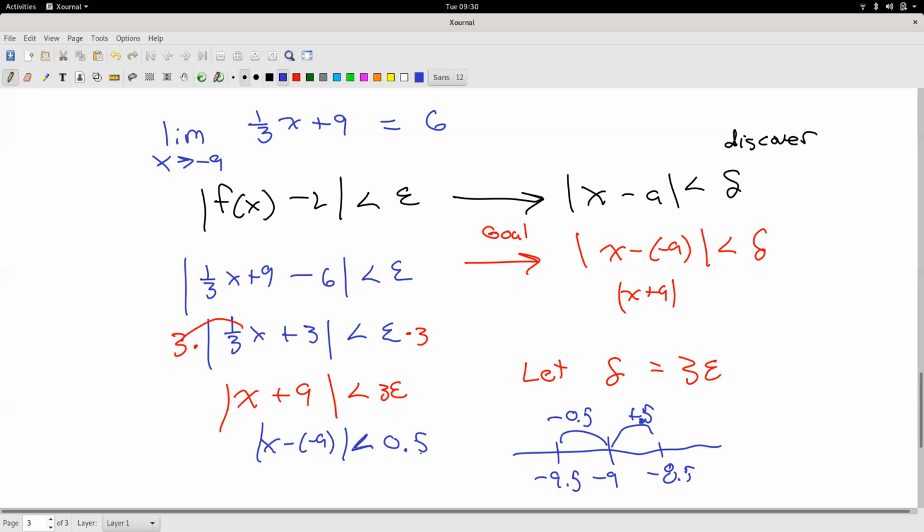Okay, so if this was my delta right there, I'm saying, hey, pick x values in this range. That's what this inequality would say right there. In this case, we're just giving a general result. No matter what somebody tells me epsilon is, I can say, well, delta should just be 3 times that, and we'll be good.